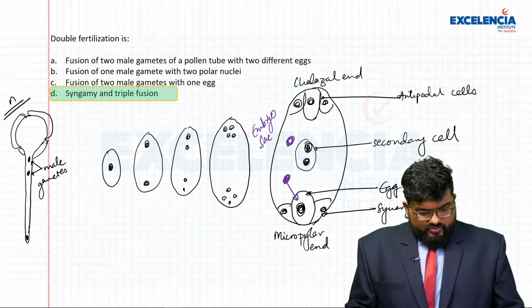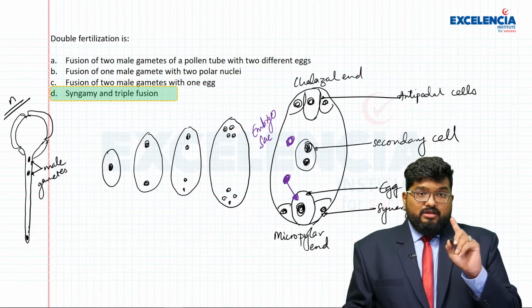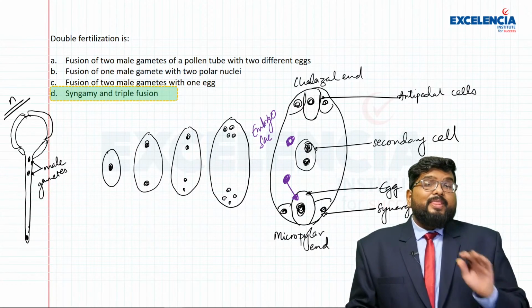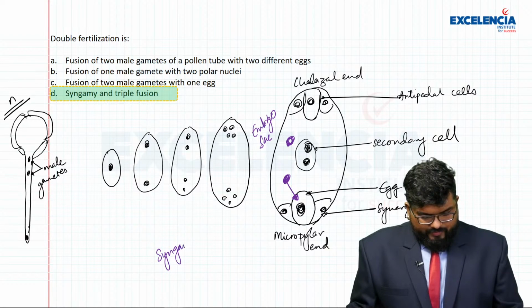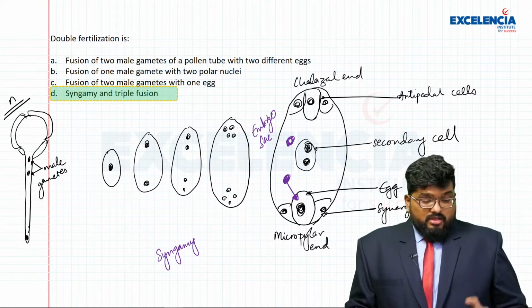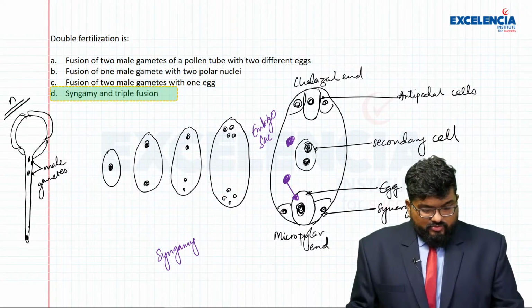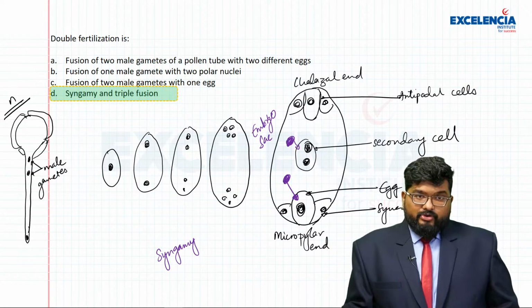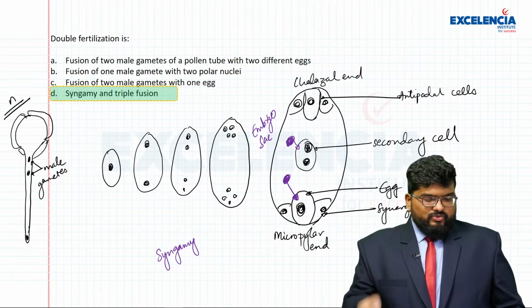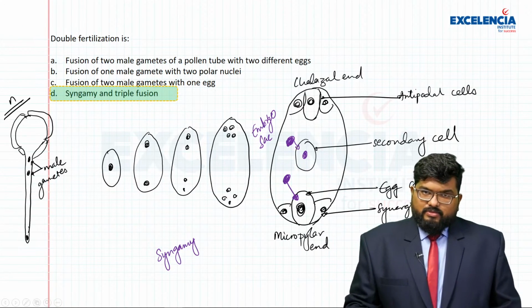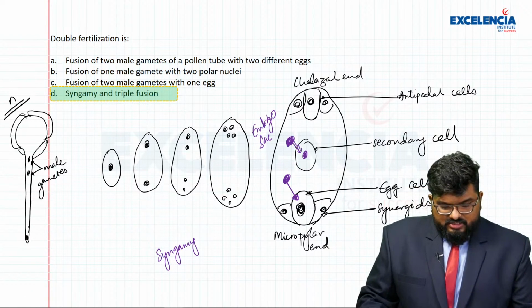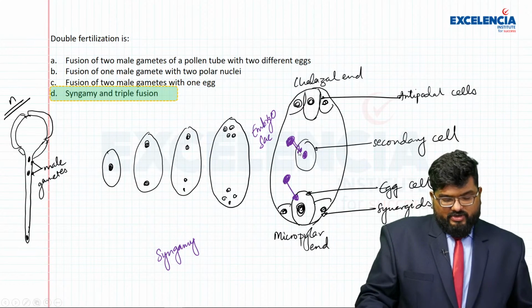Now as they are released into the embryo sac, one male gamete fuses with the egg cell and undergoes fertilization. That is the first fertilization, which is known as syngamy. The second male gamete fuses with this particular component. But just before that, the two polar nuclei fuse together and form the secondary nucleus. Ultimately the male gamete fuses with the secondary nucleus.